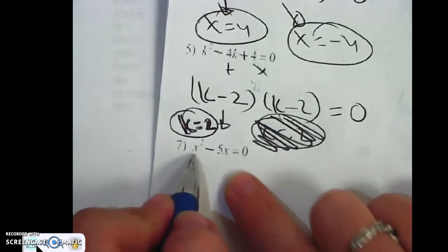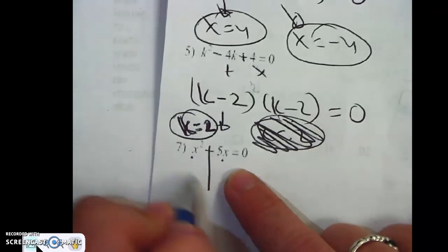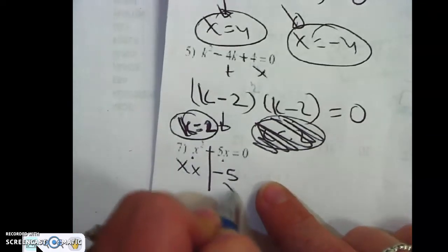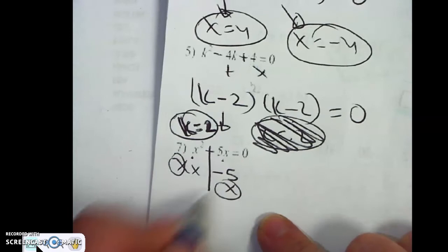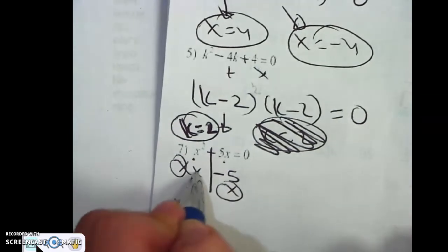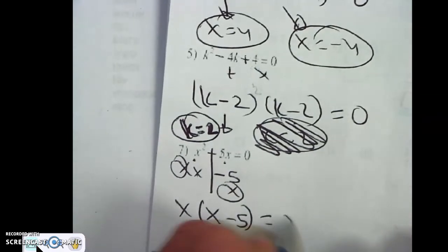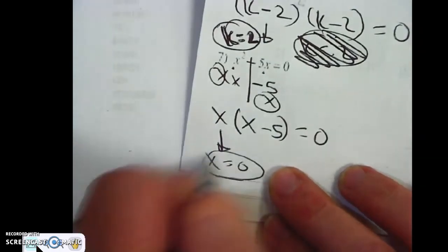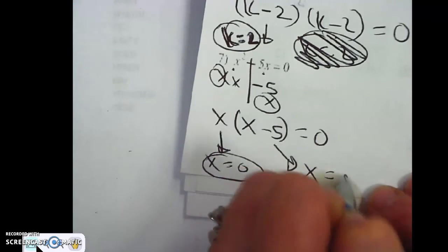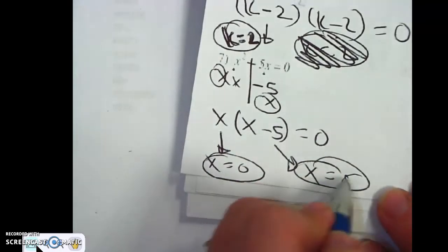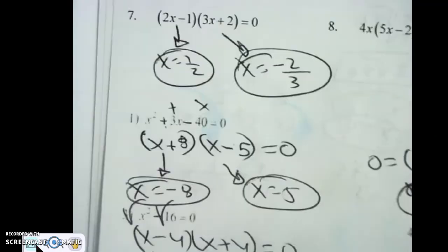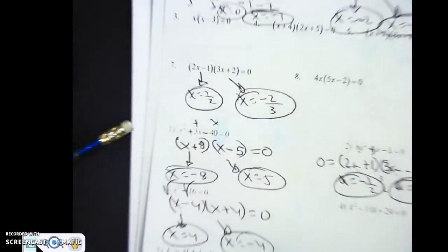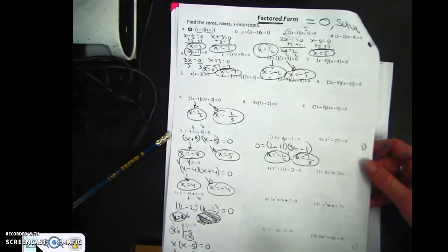Number 7. I notice they have something the same. X, negative 5x, x, whoosh. I'm left with x minus 5 equals 0. Set this equal to 0. Set that equal to 0. And that's it. Okay. So your homework is going to be to finish this page. Okay?